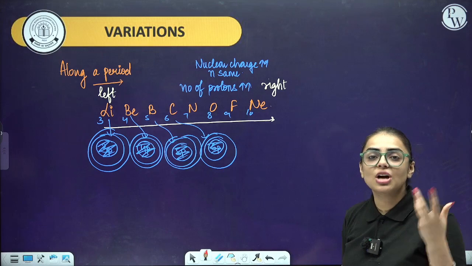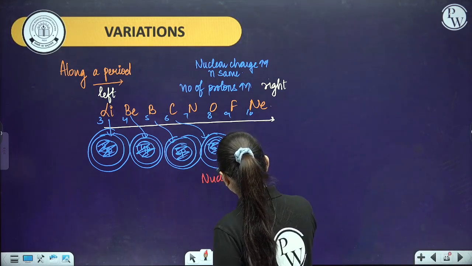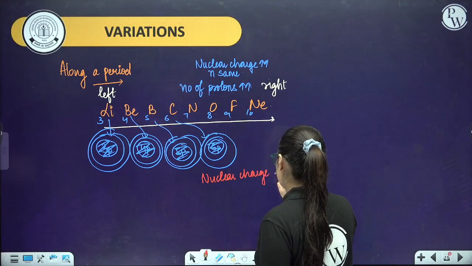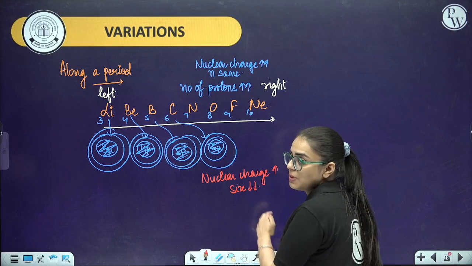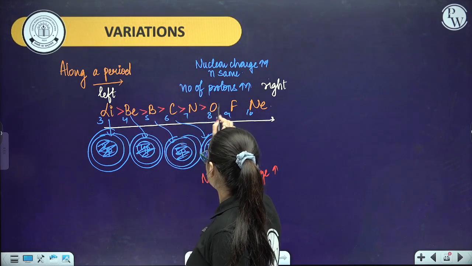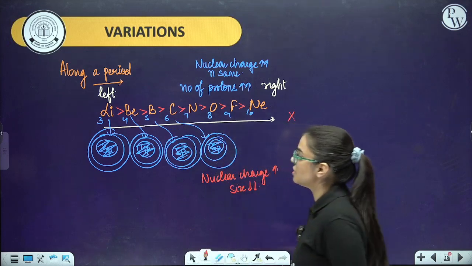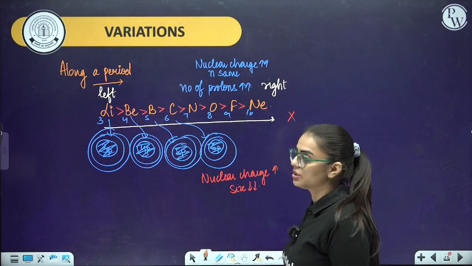So if nuclear charge is increasing, what will be the effect on size? We very well know nuclear charge is inversely proportional to size. If nuclear charge increases, size is going to decrease. That means this is going to be the trend. It basically decreases. This is fine, but this is not the complete picture.